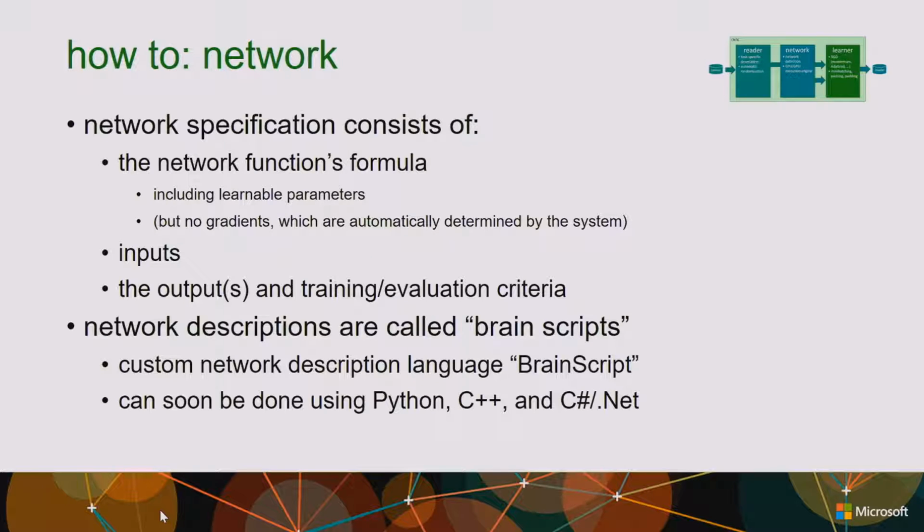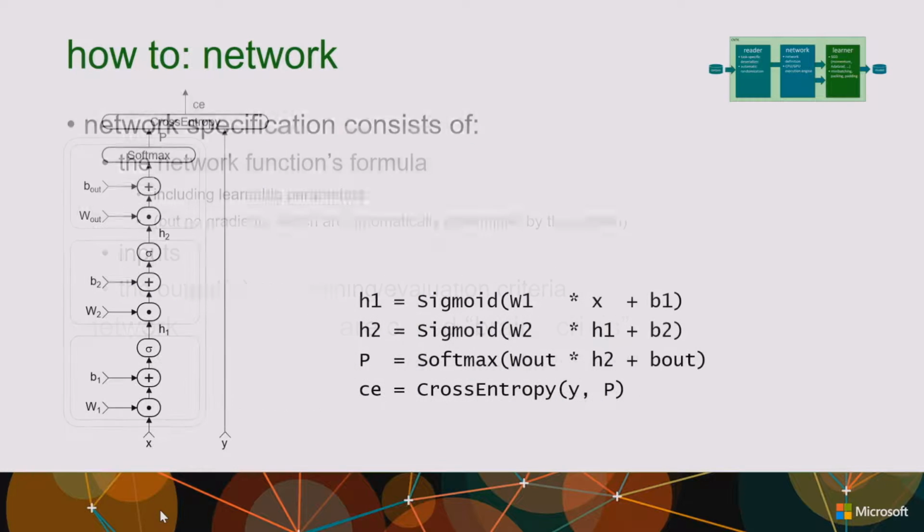And we actually have a custom description language. We call it brain script. But if you don't like that, very soon you can also use Python and C++, and then also C# and .NET. So what does that look like?